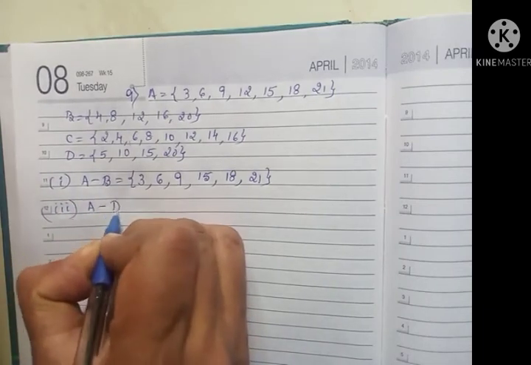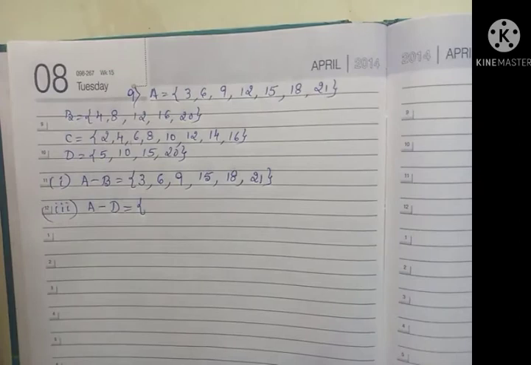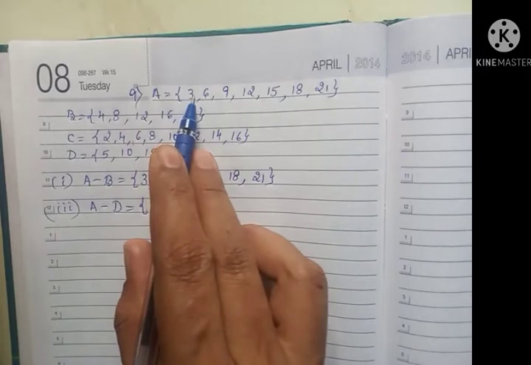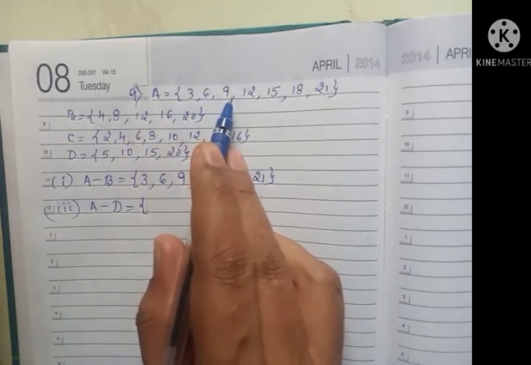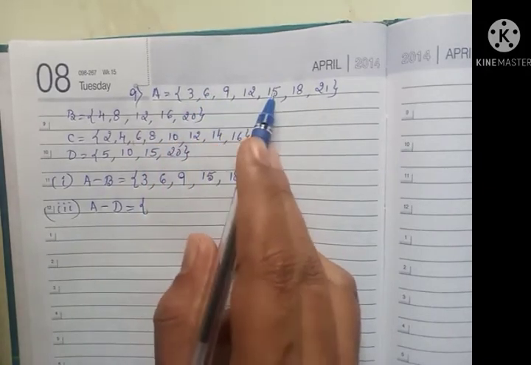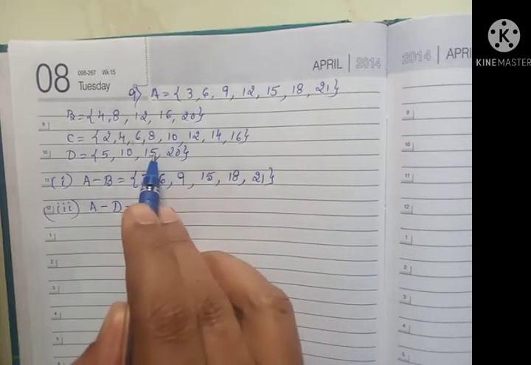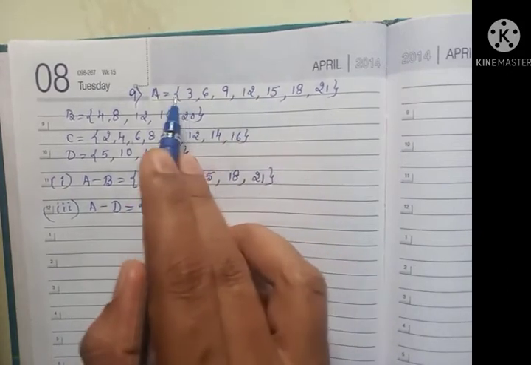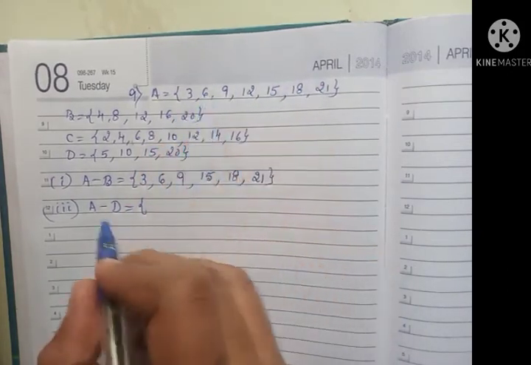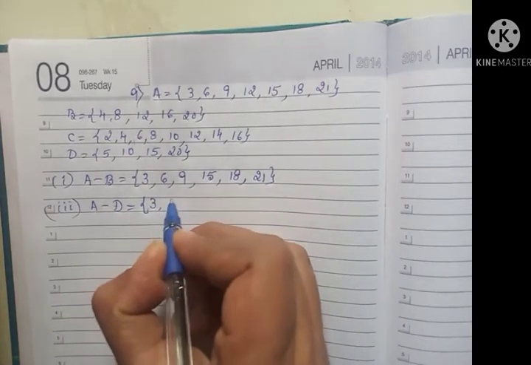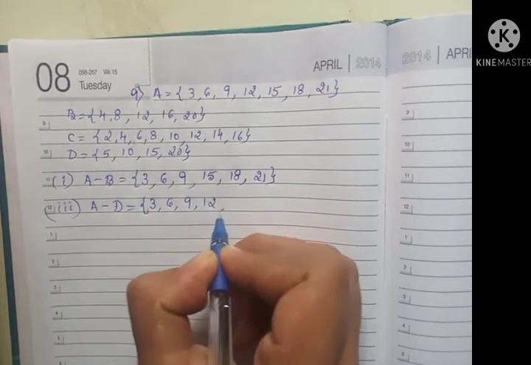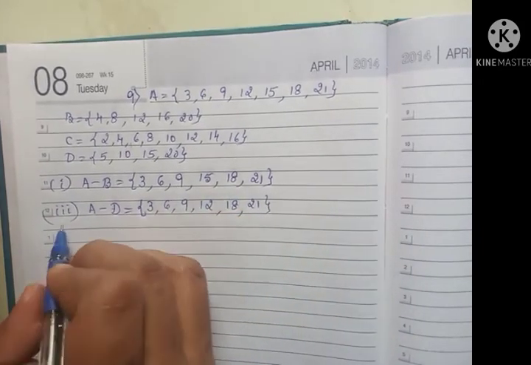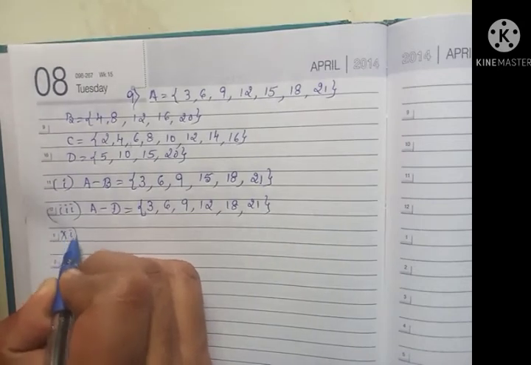A minus D. So here also you have to write all the elements of A which are not in D. This one. So 3, 6, 9, 12, 15 I can't write because 15 also belongs to D. So except this 15 I can write all the elements of A, that is A minus D: 3, 6, 9, 12, 18, 21. Then I'll choose the 11th one.